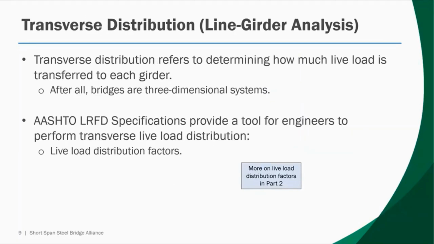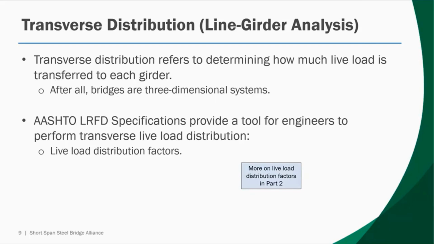Once the moments and shears from an influence line girder analysis are obtained, they then need to be distributed transversely. What that means is determining how much live load is transferred to each girder. After all, bridges are three-dimensional systems. Longitudinal distribution tells us the maximum moments and shears along the span, but we then need to determine how much of those moments go to each girder.